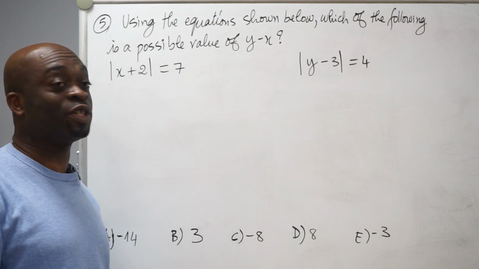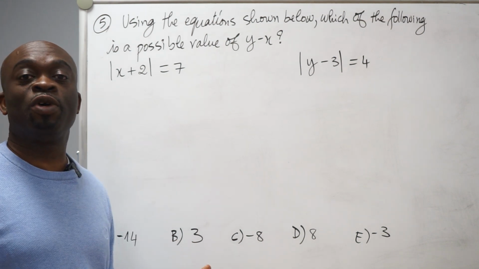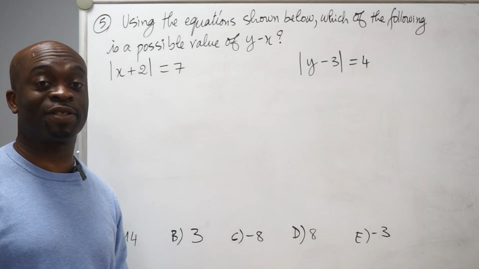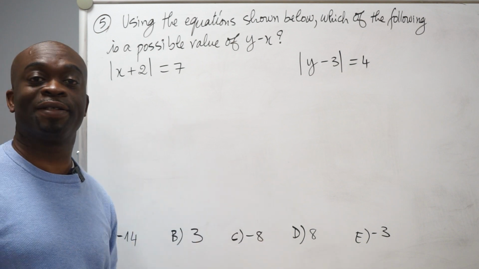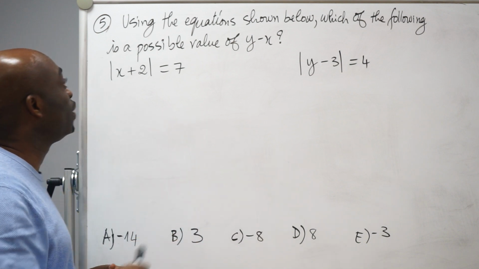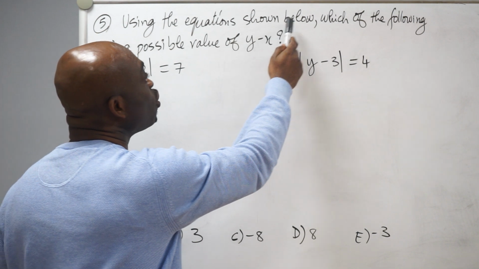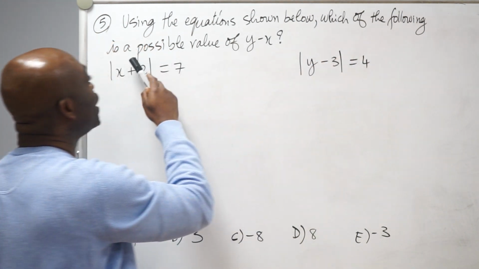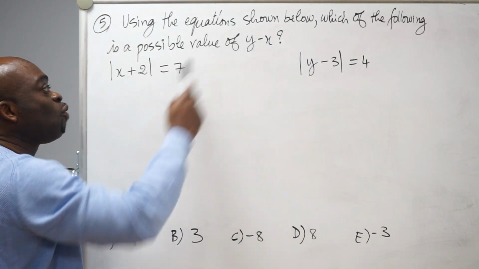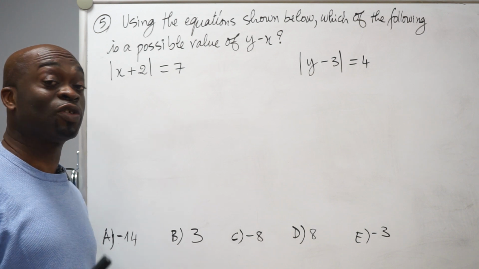Guys, so we have a question over here, question number 5, which can be given on the SAT or on other tests, of course. Using the equations as shown below, which of the following is a possible value of y minus x? Okay, so that's what we're solving for.